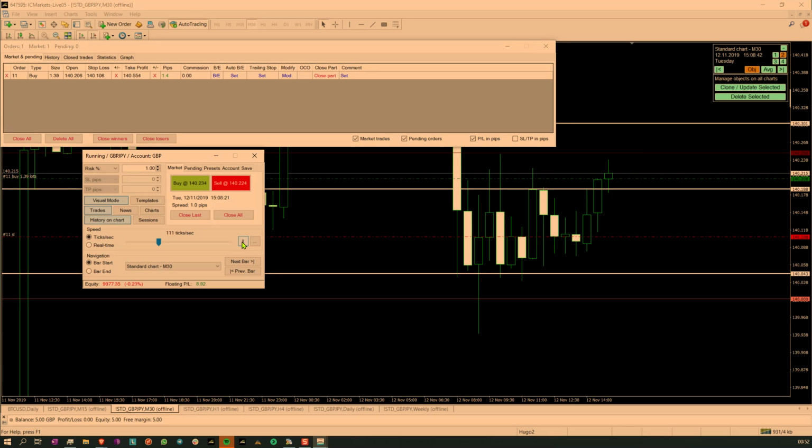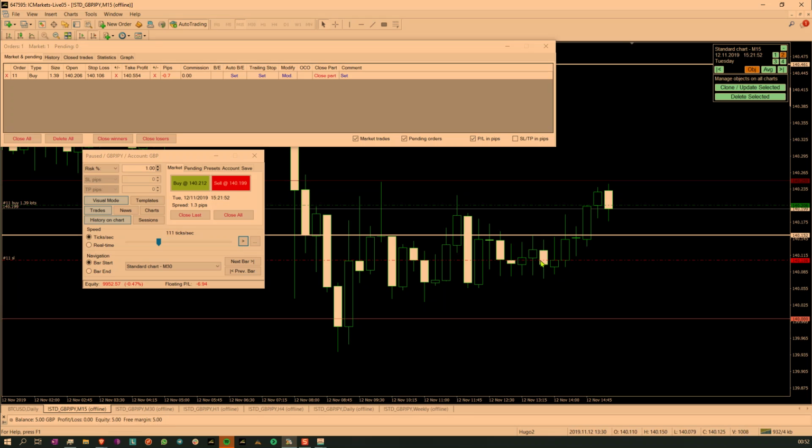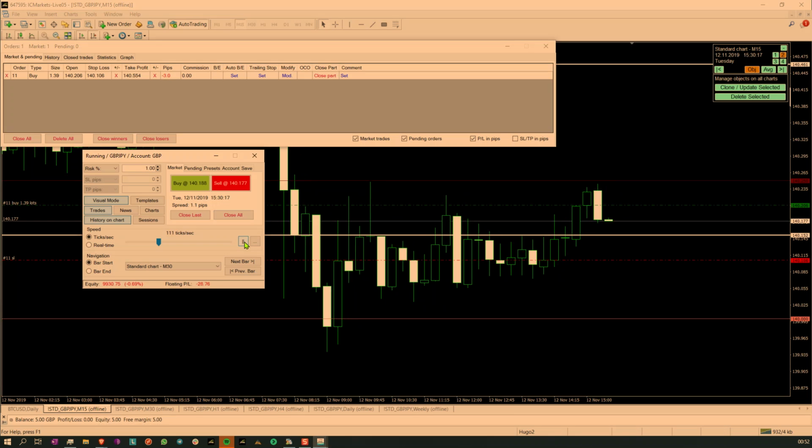I'll break down a bit. Let's go. Let's go. Go, go, go. Oh, again, I'm in the M15 close bullish. And there we have it. We have to get 50%.